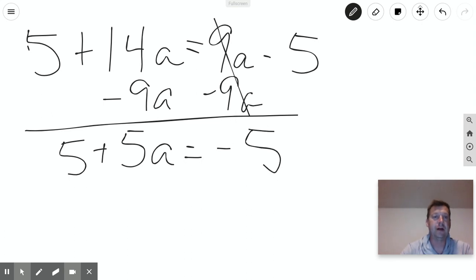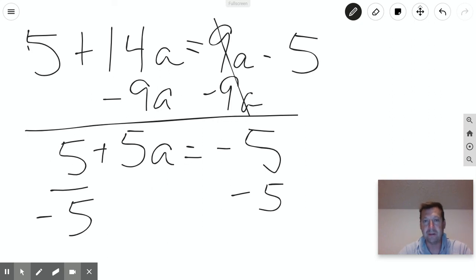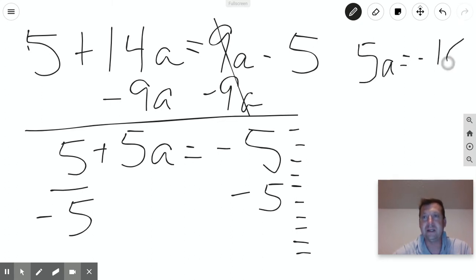Right now, I want to get rid of this 5. And to do that, I need to subtract 5. Right here's where you've got to be really cautious. Negative 5 minus 5 does not equal 0. If you have negative 5 and then you have 5 more negatives, 1, 2, 3, 4, 5, and then 5 more, 1, 2, 3, 4, 5, you now have 10 negatives. So I now have 5a equals negative 10.